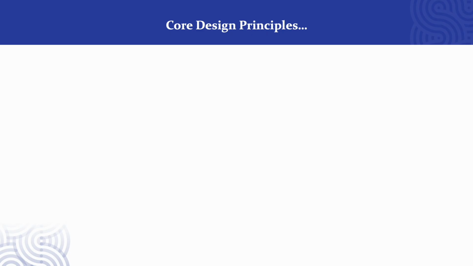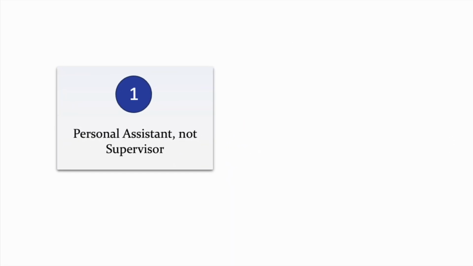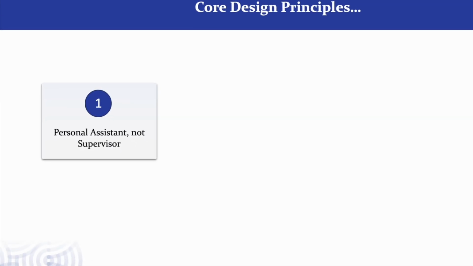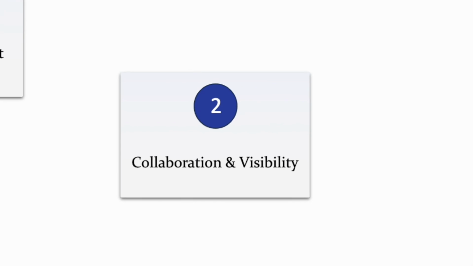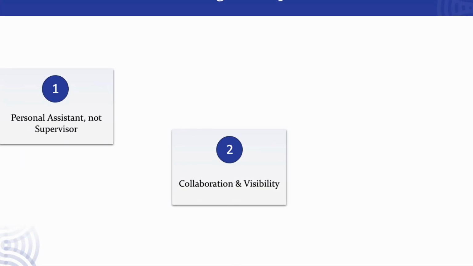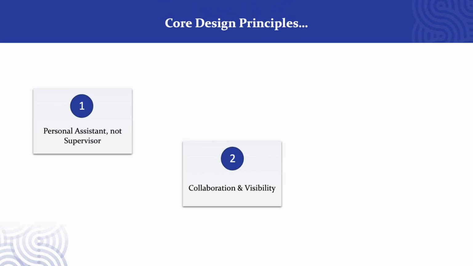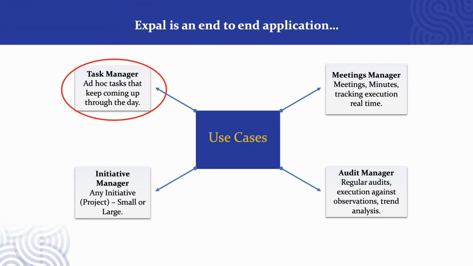Three things set Expal apart from conventional solutions. Firstly, it is not primarily meant to be a review tool. It actually enables each individual from the CEO to the frontline to track their actions. In that sense, it is truly a personal assistant to every user. Secondly, it is specifically designed to deal with the tricky issue of collaboration and communication across teams, whether it be across functions or locations. Thirdly, Expal's four modules make the product truly end-to-end.